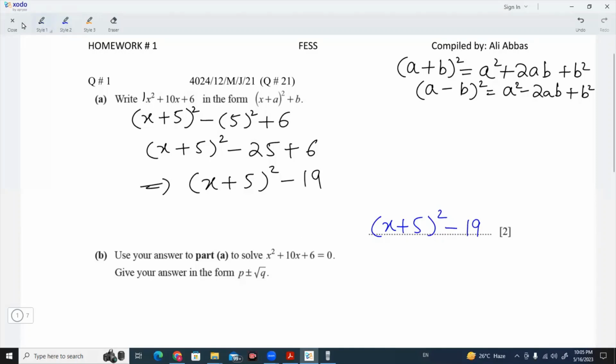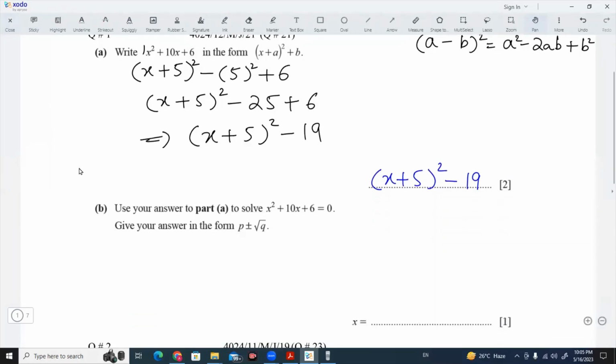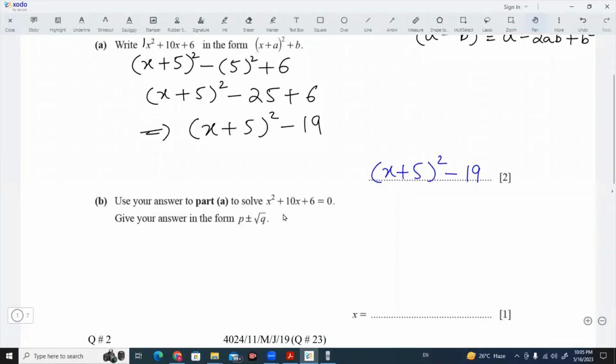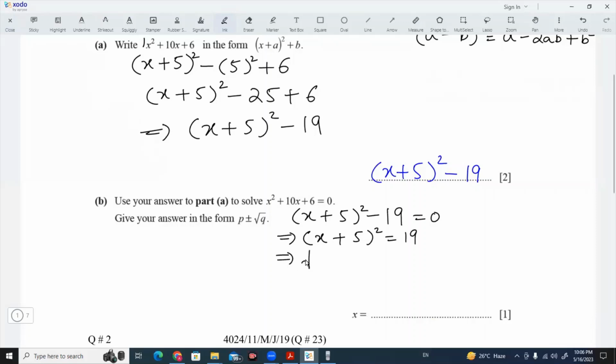We have to use the same answer for finding x, because they mentioned to use the same process from part A for solving the quadratic equation. So I replace x squared plus 10x plus 6 with (x plus 5) whole squared minus 19 equals 0, bringing the constant onto the right hand side. When the variable is inside that square, we find its value by taking the square root. If we take the square root on both sides, we must have two values on the other side.